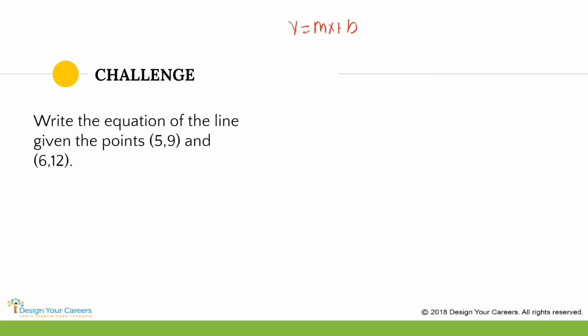All right. So the first thing that we're going to do is find the slope of this line. I'm going to do 12 minus 9 divided by 6 minus 5. You end up getting 3 over 1 equals 3 as our m value. So we have our m value as 3.